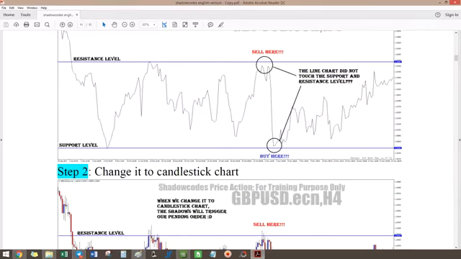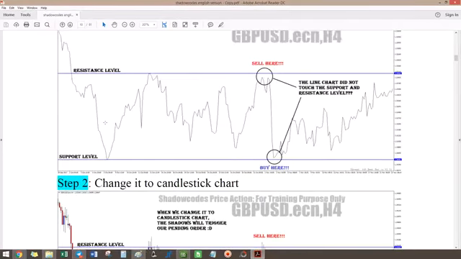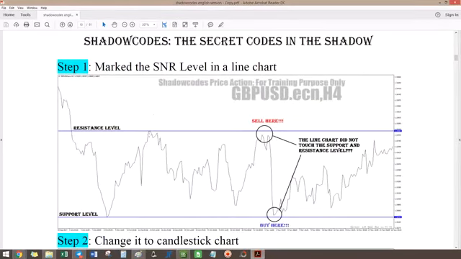Already 42 minutes. Okay, it's okay. So step 1, you choose your trading range. Look, there is a rejection here. You can also take it here, but during homework, you need to train your eyes to see the correct thing.